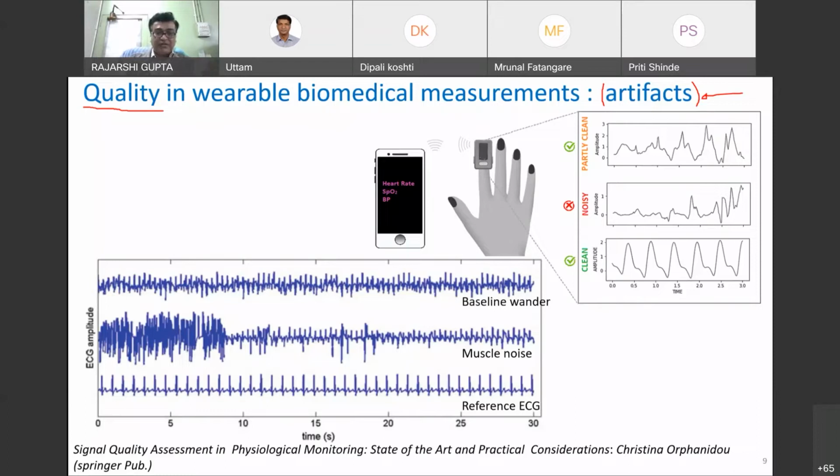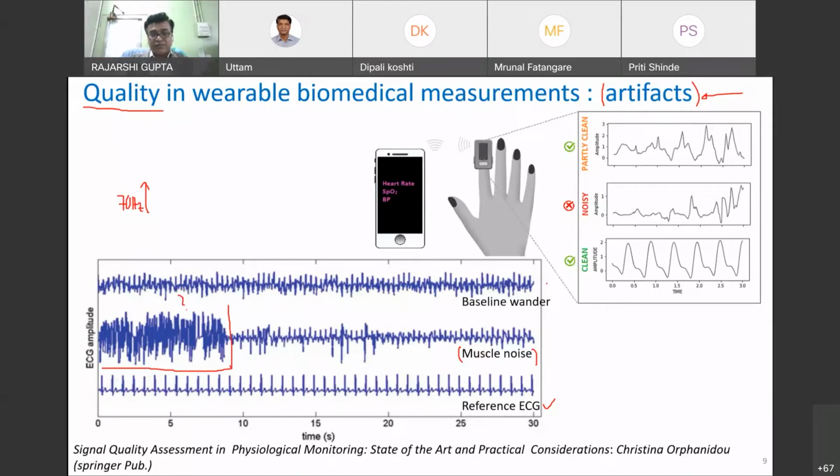Now, I have shown one signal frame. In the bottom part, you can see the reference ECG, because when we talk about quality, it is essential that the reference signal, the clean signal, is available, because quality is a relative term. As you can see in the middle graph, in certain portions we have muscle noise. Mostly muscle noise comes in the range of 70 Hz and above, often in the kilohertz range also. So in this portion, there is a question over the quality.